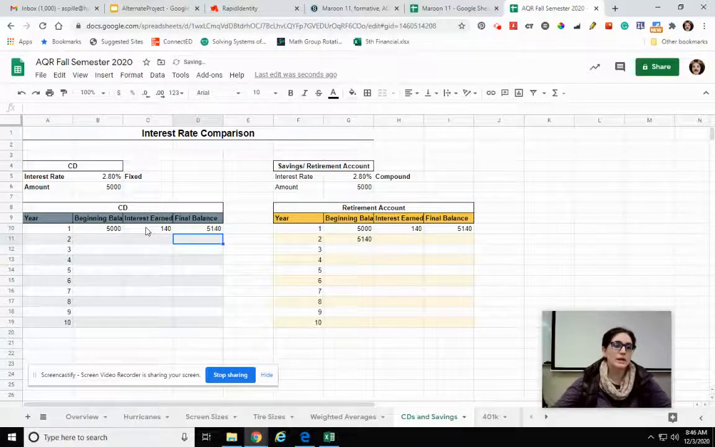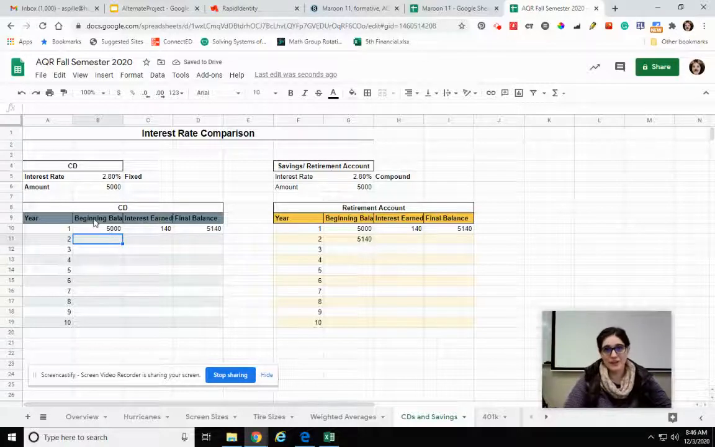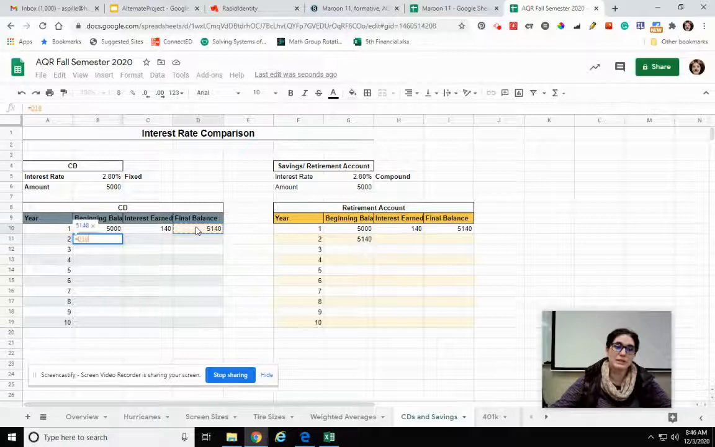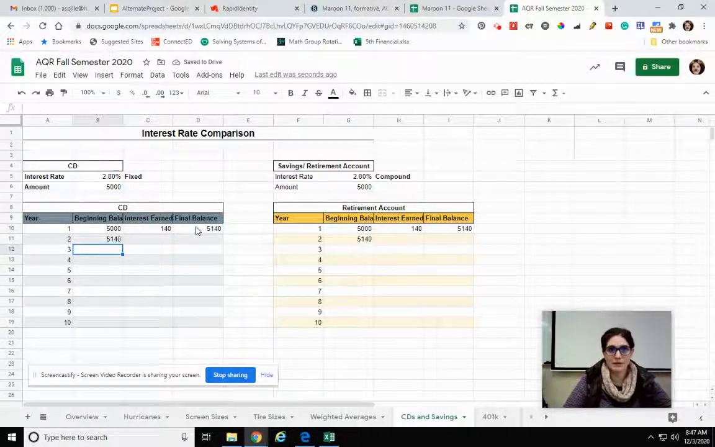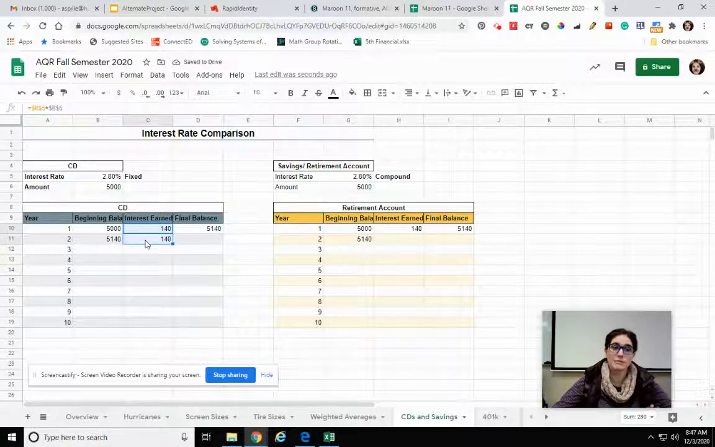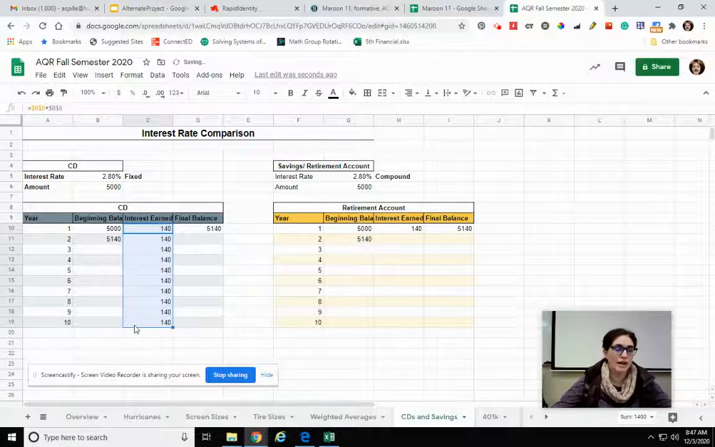Okay, that's year one. Year two, I'm not starting with 5,000 anymore, right? Because I got some interest. I'm starting with 5,140. So I go equals and click on the end balance from the year before. Hit enter. Ta-da! That's my new starting balance. I'm going to drag this one down. Notice the interest stayed 140. It doesn't move. It's going to be the same all the way down. Every single year, I'm only getting 140.